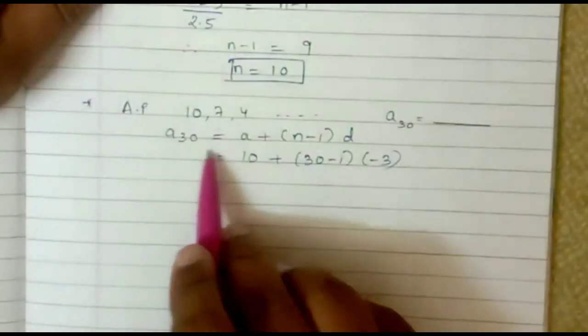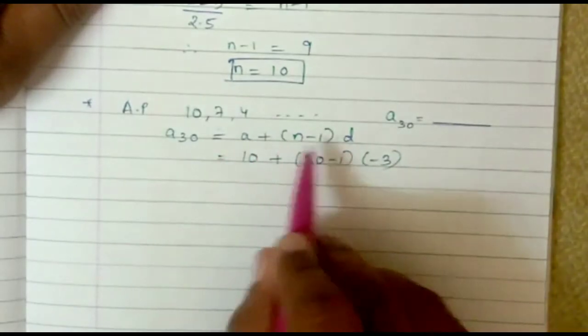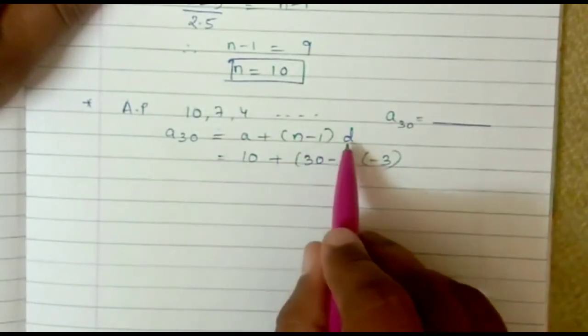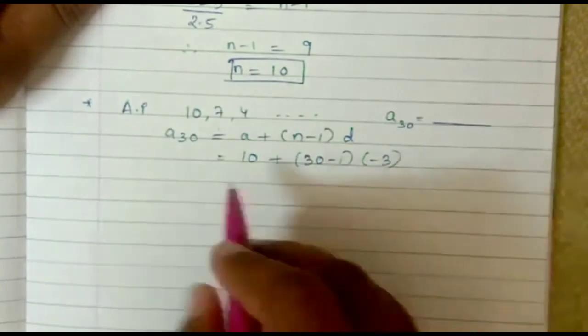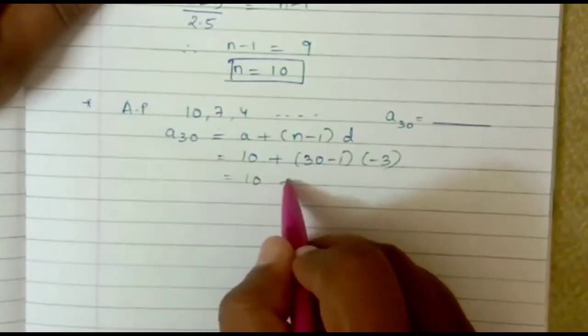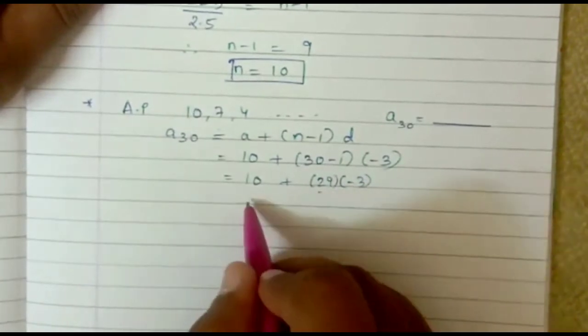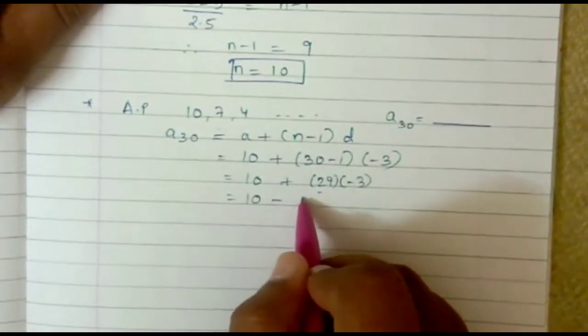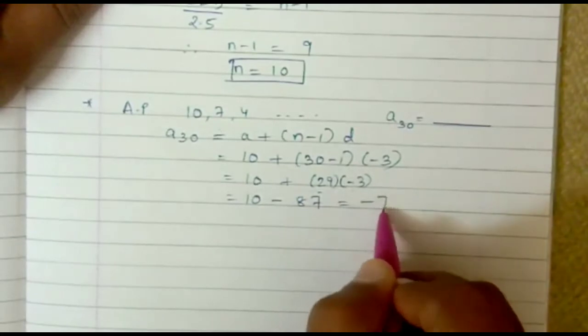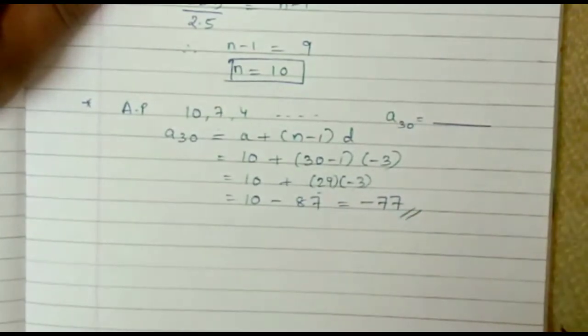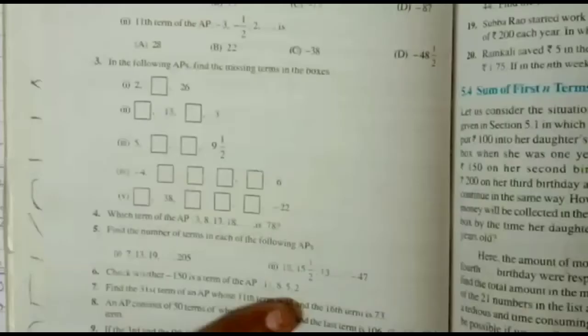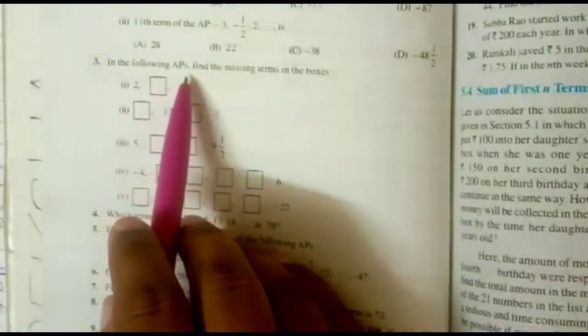So I have written everything. A30 is A plus (N minus 1) into D. Putting the value of A as 10, common difference D as minus 3. So this will be 10 plus 29 into minus 3. Here we will be multiplying, so it will become 10 minus 87, which is equal to minus 77. So minus 77 is your correct answer. Okay, let us see the next question.